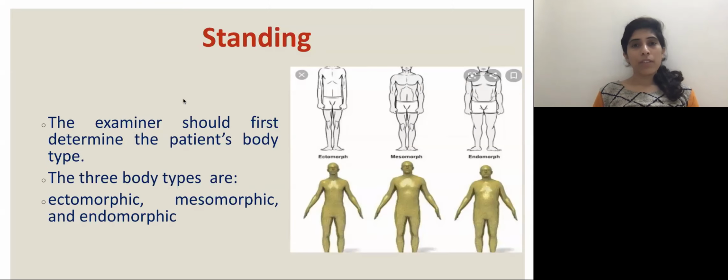So overall, whenever we do postural evaluation for any condition, we do it in the standing position, then the sitting position, supine lying position, and the prone position. In the standing position, we do it first, and before the postural evaluation, we check the body type, whether it is ectomorph, that is an excessively thin body, mesomorph, that is a muscular body, or endomorph, where rather than muscle, the fat accumulation will be more.